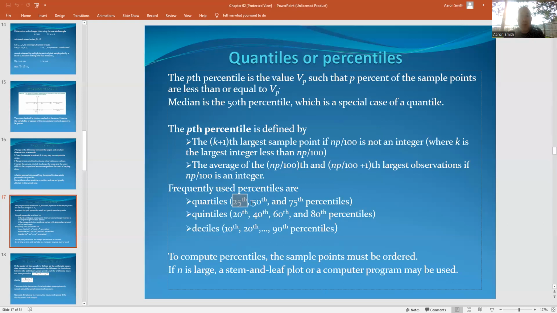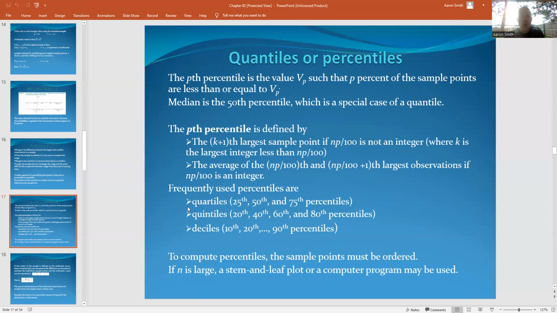The 50th quantile is the data point that has half the data less than or equal to that one value. And the 75th percentile is the data value that has 75% of the data less than or equal to that value. All right, and so this is a better way to describe the spread of the data.